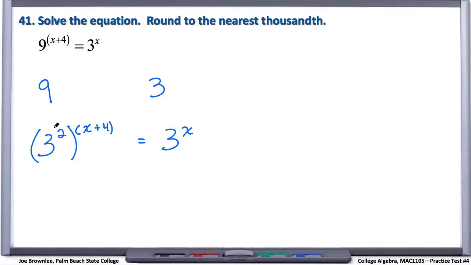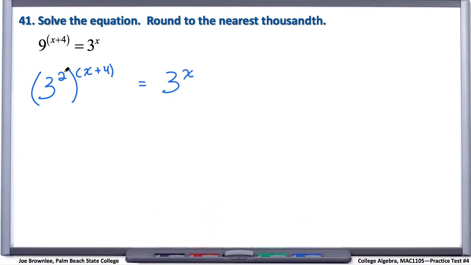Well, here on the left, we know what happens with a power to a power, don't we? We're going to simply multiply, and I'm going to move this up here. So when we multiply 2 times the quantity x plus 4, we'll end up with 2x plus 8 equals 3 to the x.